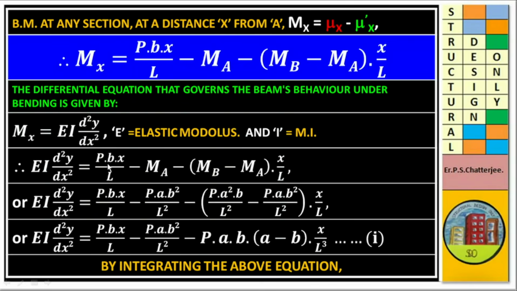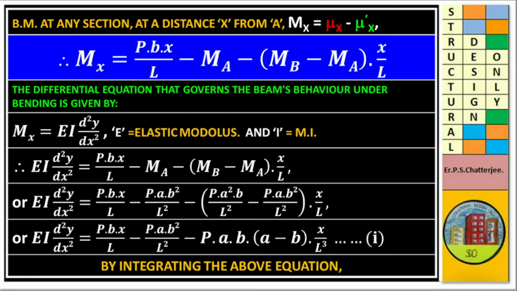EI d2y/dx2 is equal to PBx by L minus MA minus MB minus MA into x by L, or EI d2y/dx2 is equal to P into B into x by L minus P into A into B square by L square minus within bracket P square B by L square minus P AB square by L square into x by L, or EI d2y/dx2 is equal to P into B into x by L minus P into A into B square by L square minus P A B into A minus B by x into x by L cube. This is our equation number 1.